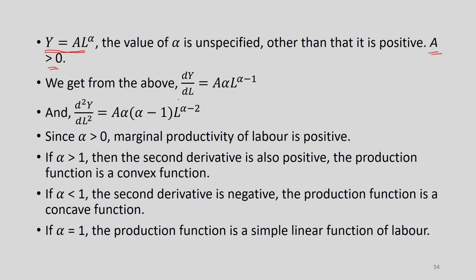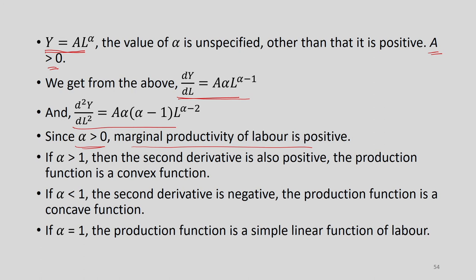Now, if we take the derivative of this output with respect to the input, that is dY/dL, then we just apply the power rule and we get capital A multiplied by alpha L to the power alpha minus 1. So, this is the first derivative. And from that we get the second derivative, which becomes capital A multiplied by alpha minus 1 L to the power alpha minus 2. Now, if alpha is greater than 0, then look at this form of dY/dL. The marginal productivity of labor is positive, because capital A is positive. So, A multiplied by alpha is also positive, and the marginal productivity of labor is positive.